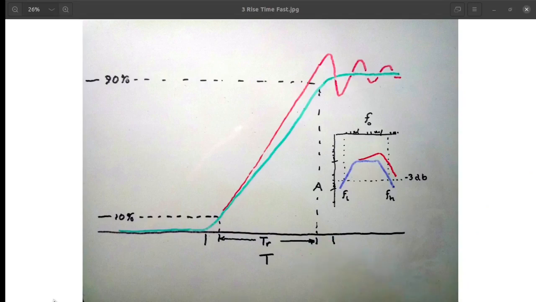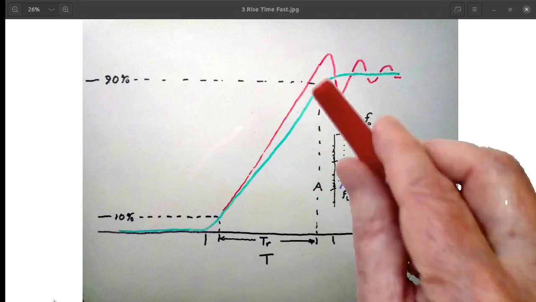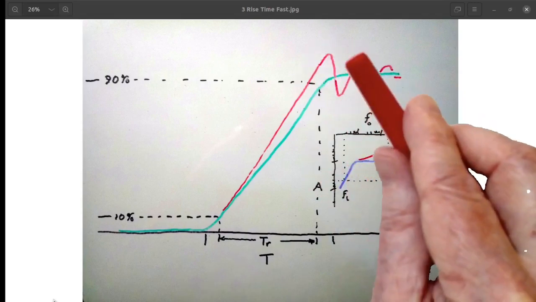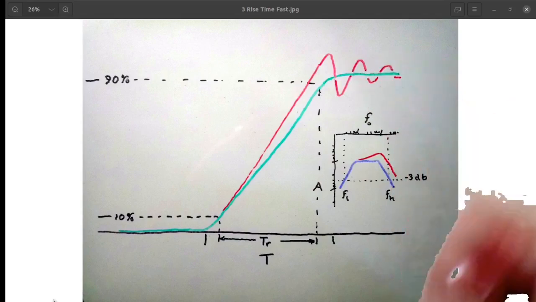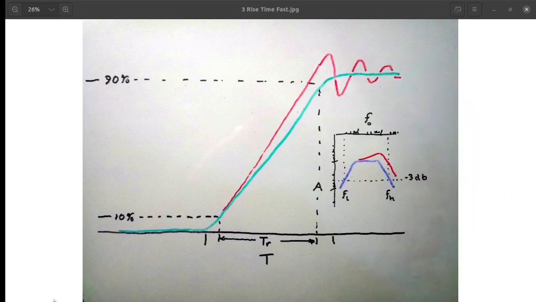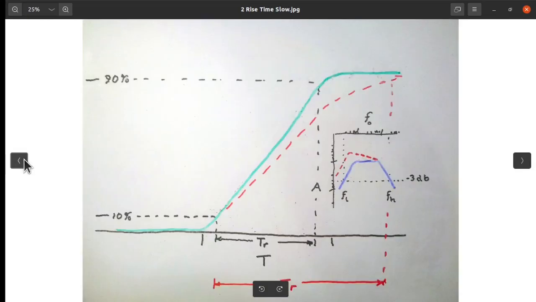So this form of response, this ringing, this overshoot, can be attributed to overcoupling, whereas our previous display is one of undercoupling in tuned circuits. Now, we're not in a strictly tuned amplifier regime here.